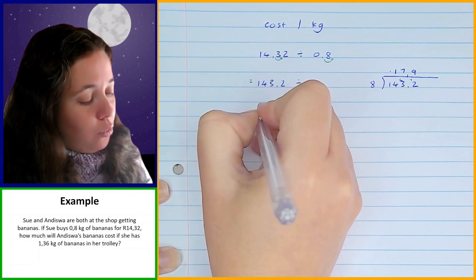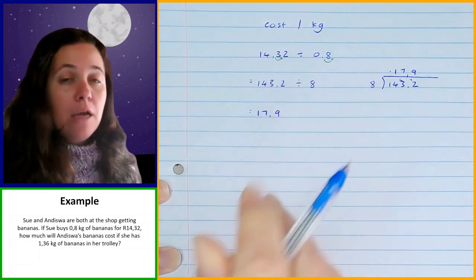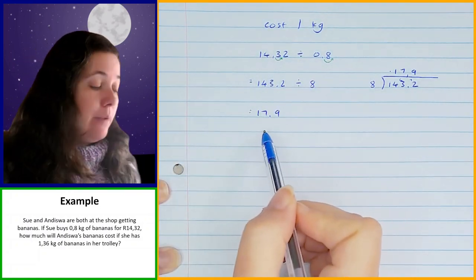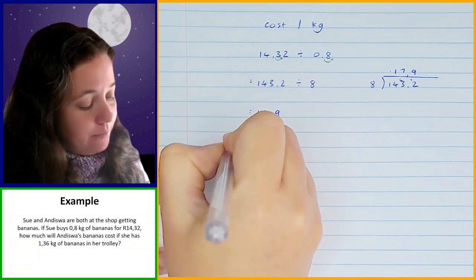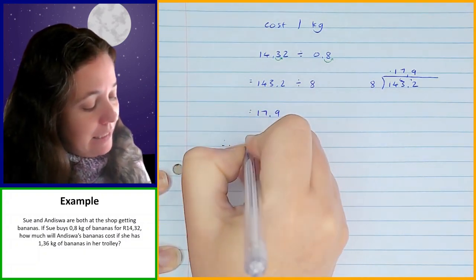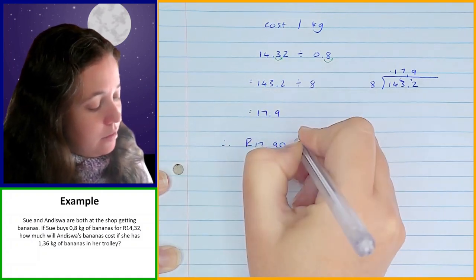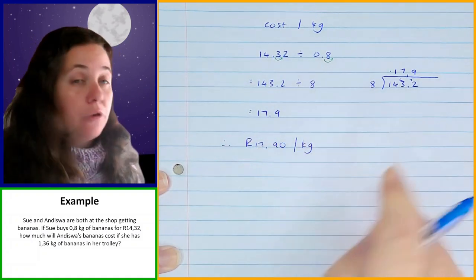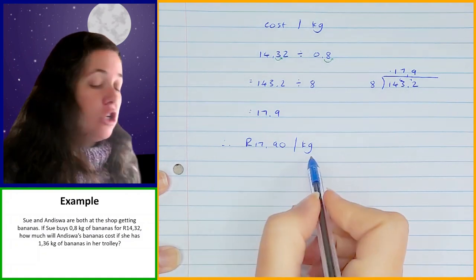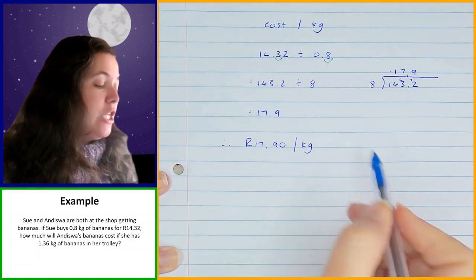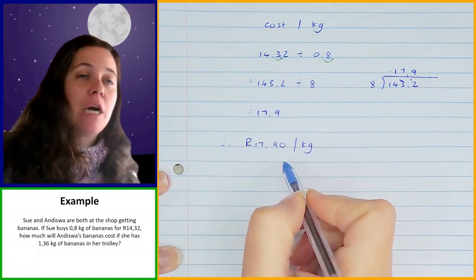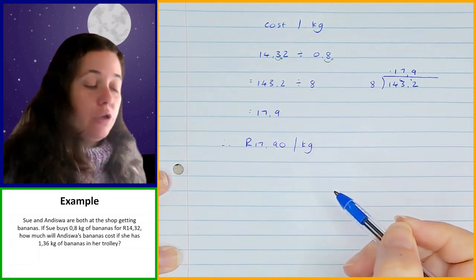So this will be the cost per kilogram. Okay, so our cost per kilogram is 17 rand 90 per kilogram. Okay, that is the cost of the bananas. Now we're going to use that to help us to work out how much Andiswa's bananas are going to cost.